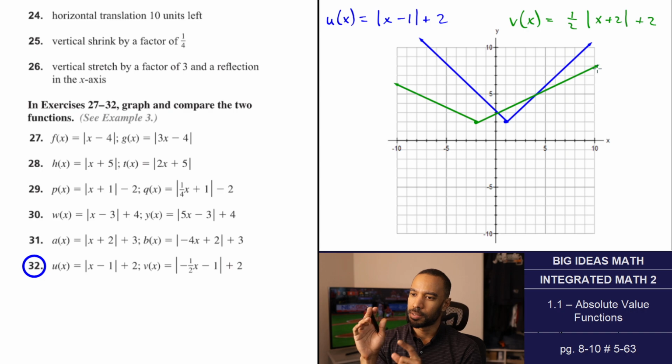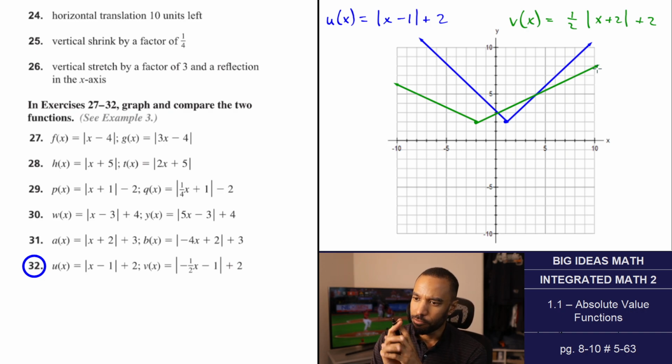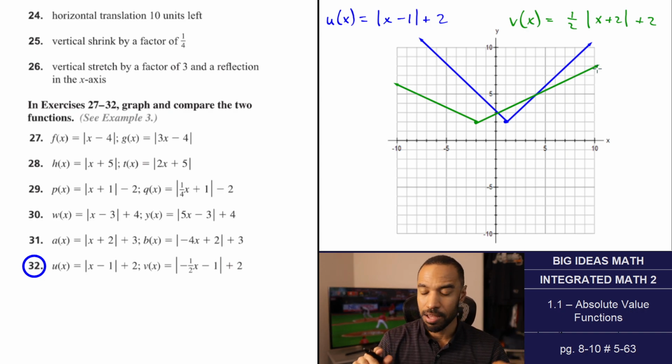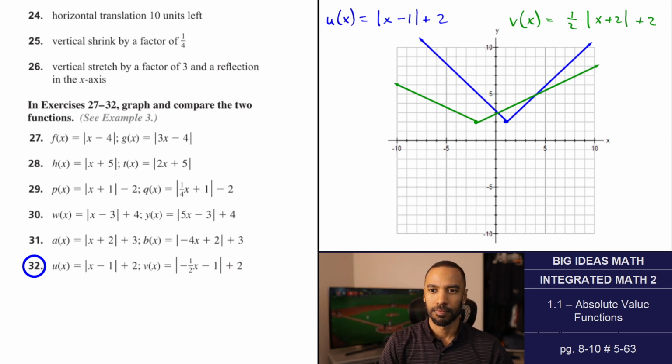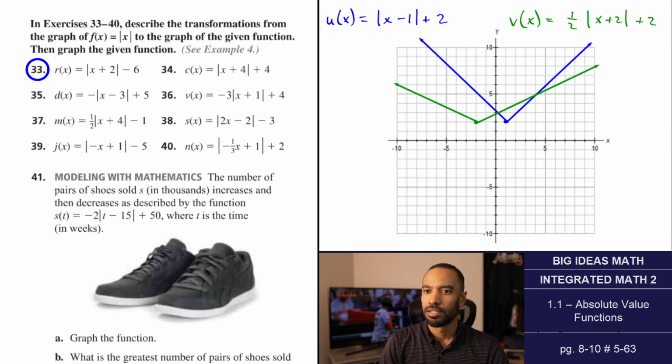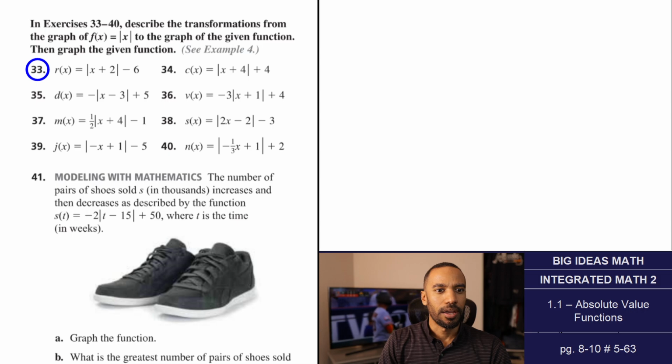Okay. From blue to green. Vertical compression by a factor of 1/2, and translate 1, 2, 3 units to the left. And there you have that set, unless there are more on this other side. Doesn't look like it. All right, number 33.